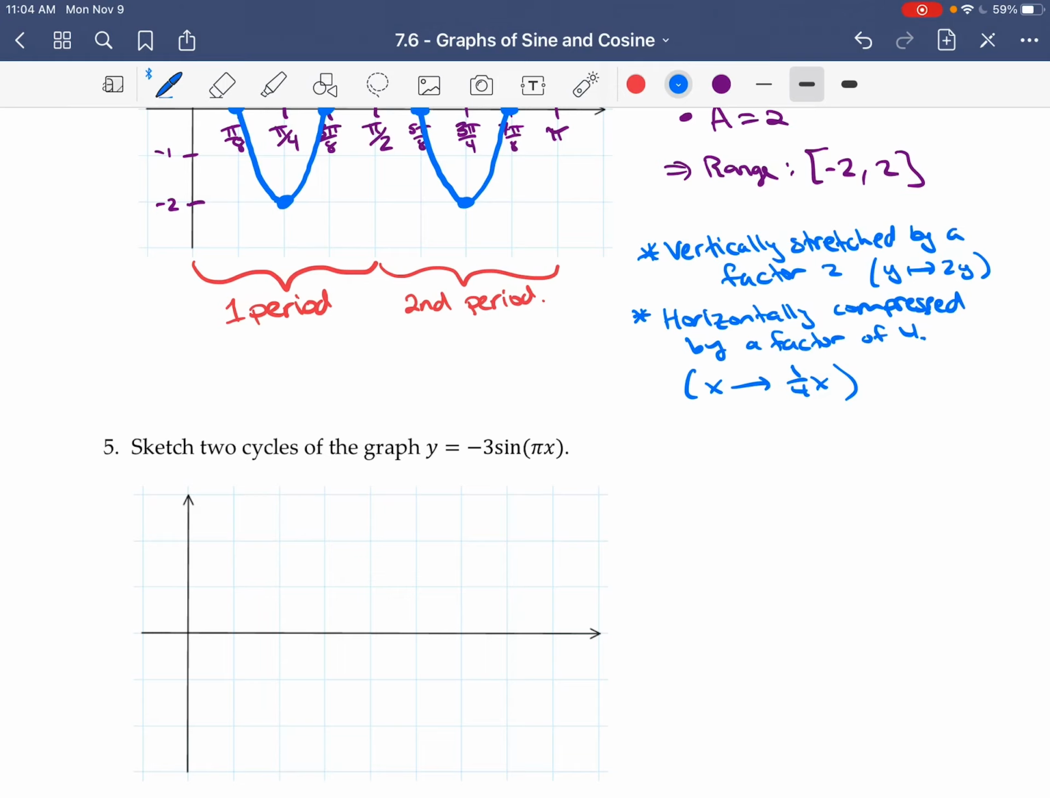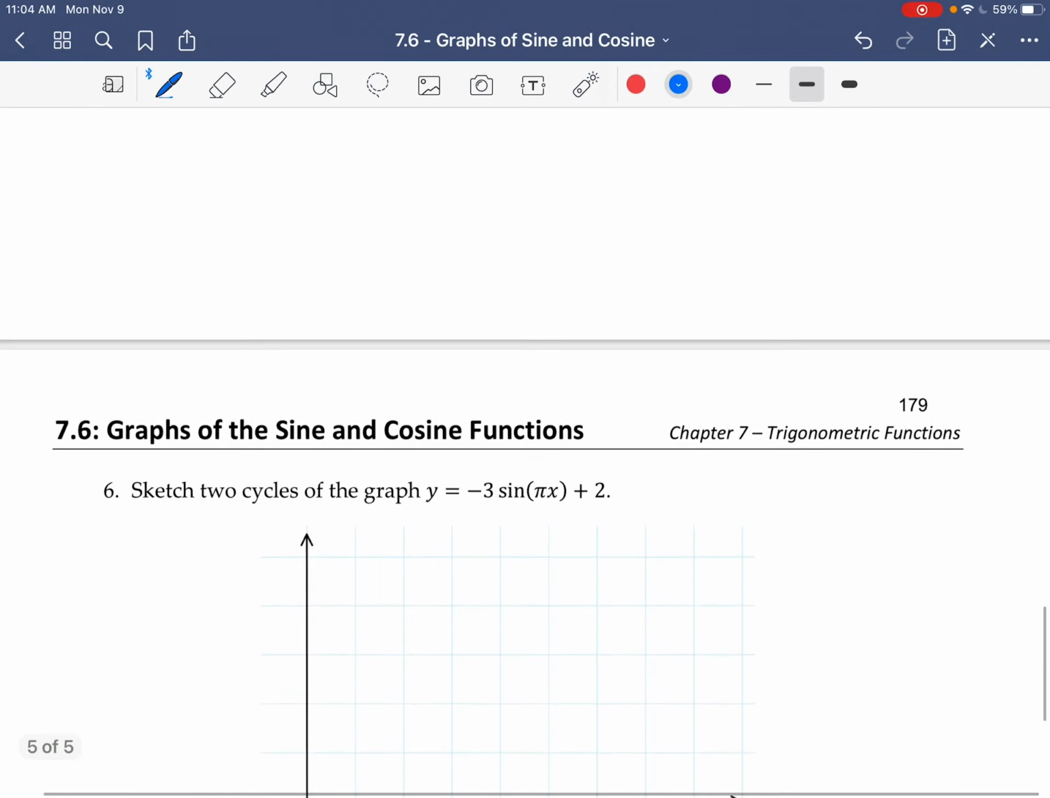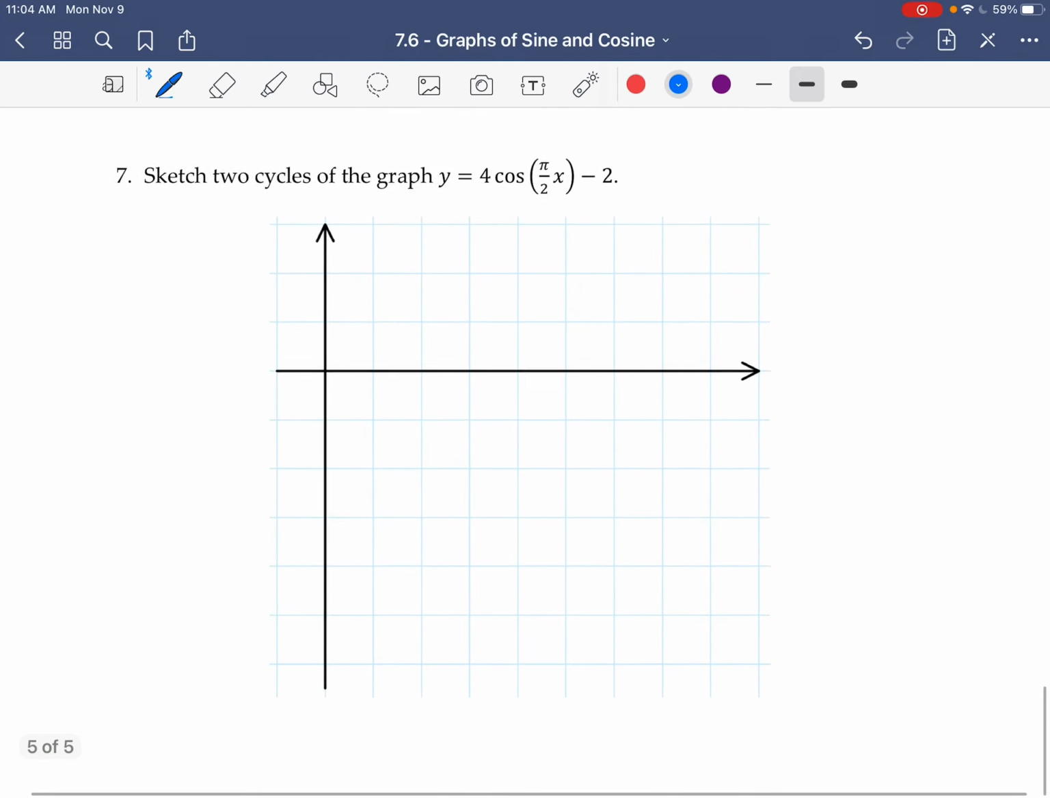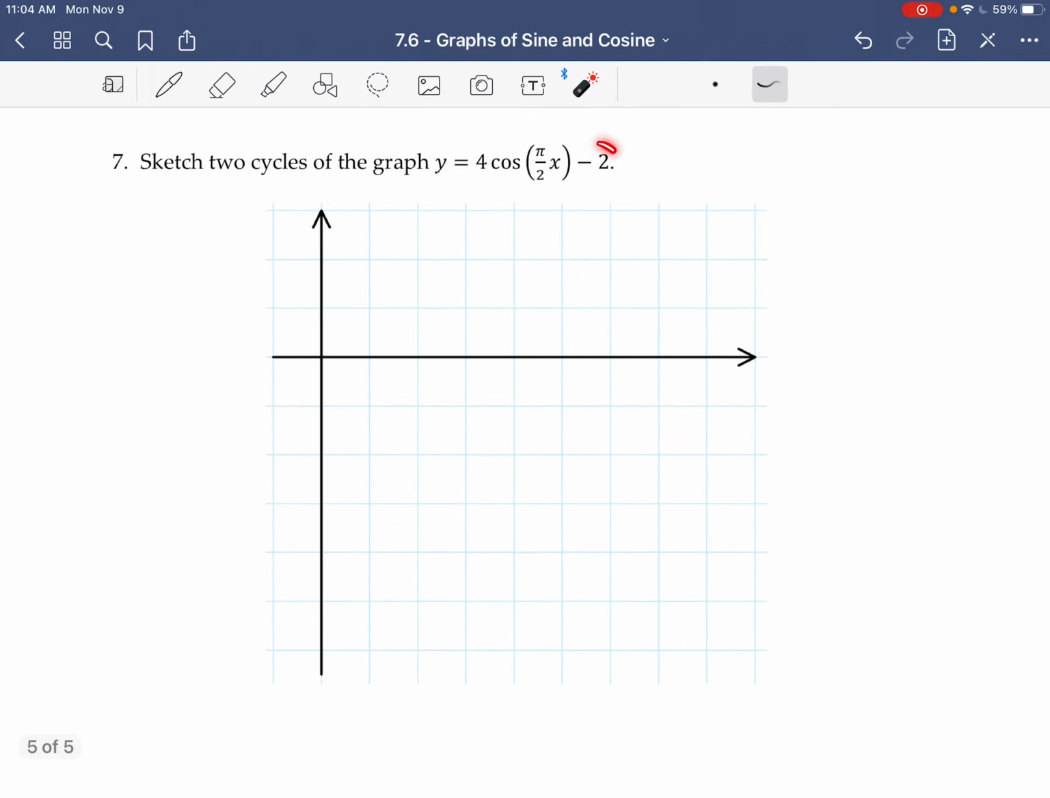Actually, that's a lie. I'm going to do one more. Okay, so let's skip number 6 and do number 7. I wanted to leave it for you, but we haven't done one with a vertical shift either. So here, for this one, my A value is 4. The B value is pi by 2.